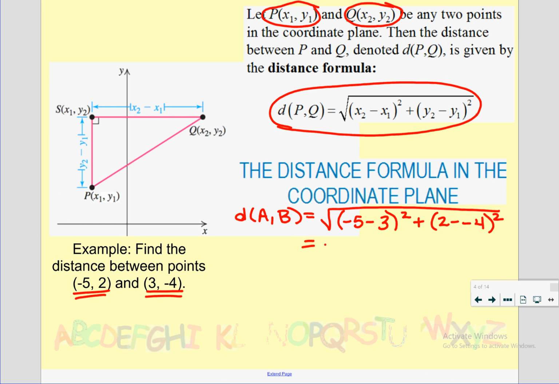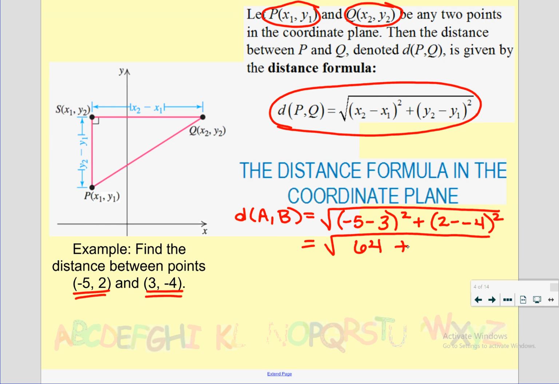I would recommend not using your calculator to do this. Most of the time, these are going to be just nice, pretty integers, and sometimes with the calculator and negatives, we make mistakes. You should be able to do all these in your head. What's -5 minus 3? -8, and if we square it, it's 64. And any number squared is always positive. You should never, ever, ever have a negative number at this point under your distance formula. It should always be positive because we're always squaring things.